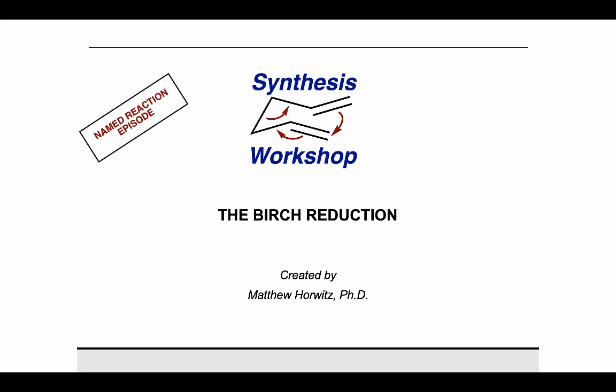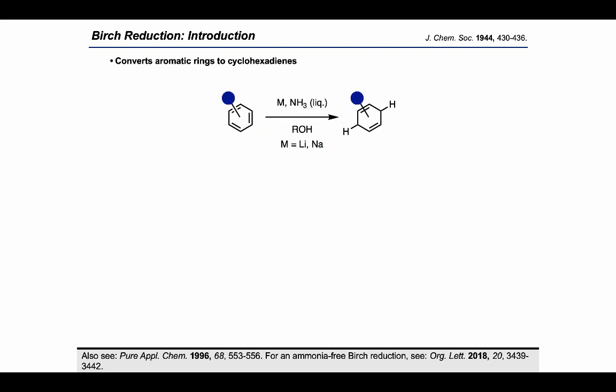Today is a named reaction episode, and we'll be talking about the Birch reduction. This is a reaction that's pretty well known, but it has some recent applications that I think are worth taking a look at. So just as a brief overview, the Birch reduction converts aromatic rings to cyclohexadienes using sodium or lithium in liquid ammonia. There's also an ammonia-free variant reported in this Lett paper at the bottom that's starting to get some attention, and I think may become more well known in the years to come.